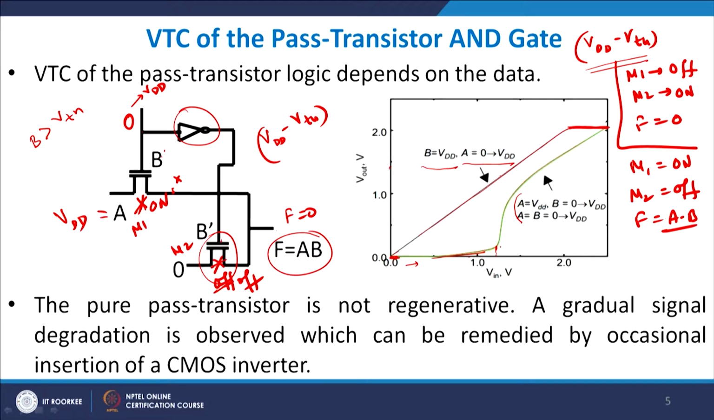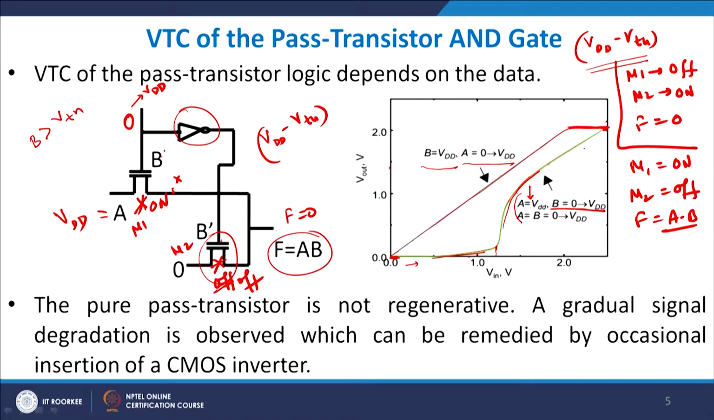So this is the curve we follow. As your Vin increases, since VDD is already fixed, I get the VDD minus VTH curve up to this point, where B goes from 0 to VDD. This is fixed, B is varying from 0 to VDD. When B is varying from 0 to VDD, this goes like this, and the reason is that this switches on, this switches off, and F equals A dot B comes into the picture here.